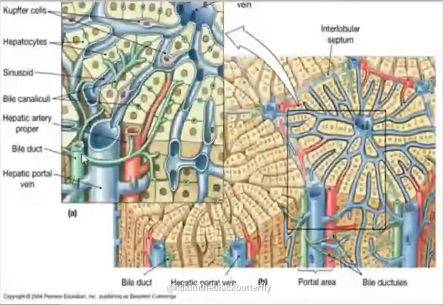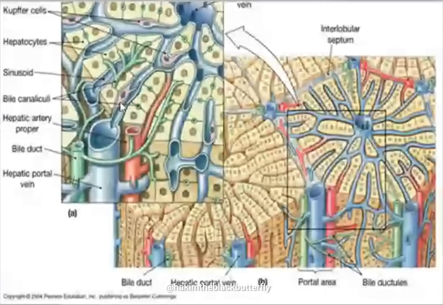Now, there's another important point, and this you also must note. Inside the sinusoids of the branch of the portal vein, we have white blood cells known as Kupffer cells. These white blood cells are known as Kupffer cells. They are resident inside the sinusoids of the branches of the portal vein.